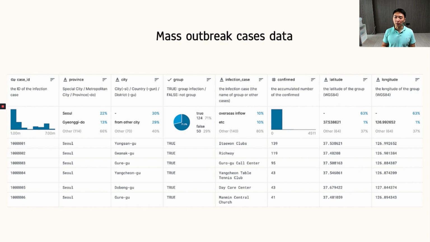Now, do you remember the infection case we had for each patient in the first snippet of our dataset? What makes this data so interesting is that the infection case for each patient is mapped to one of the cases in this table. This means you can pinpoint at which case of the mass outbreak the patient contracted the disease and analyze the unique characteristics of each mass outbreak.